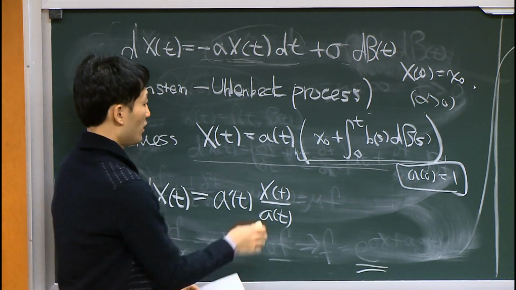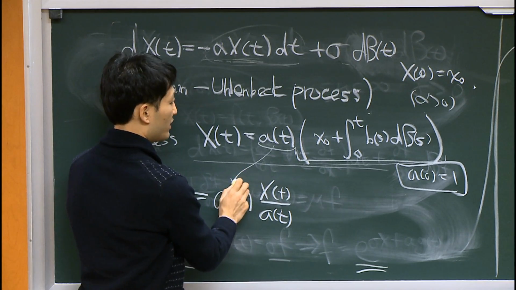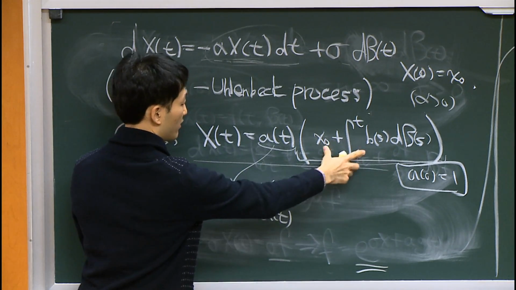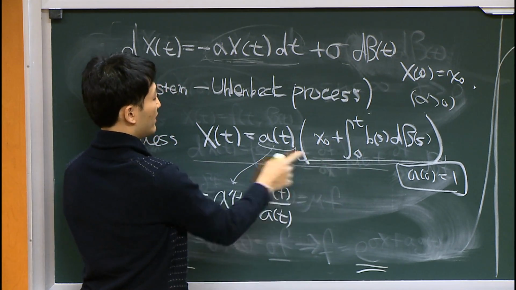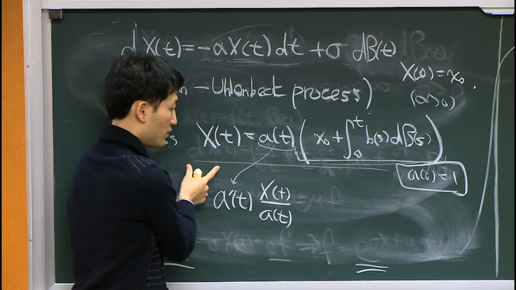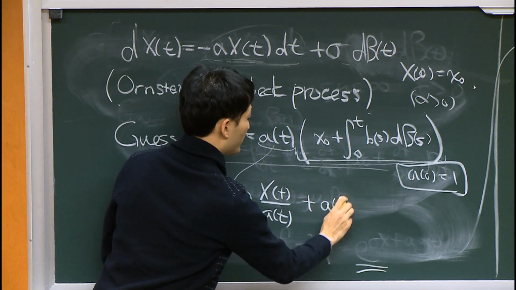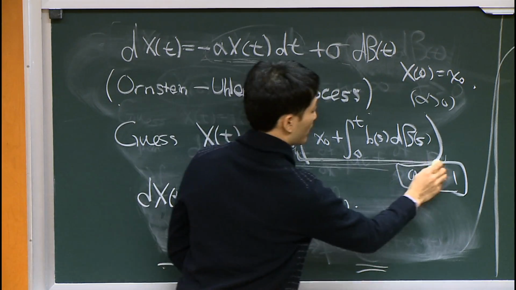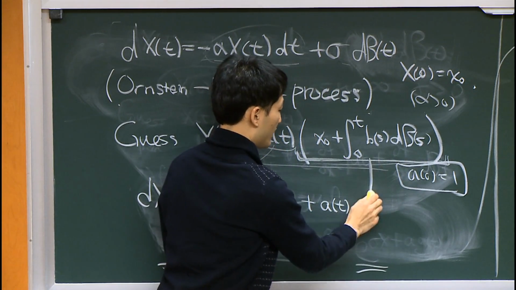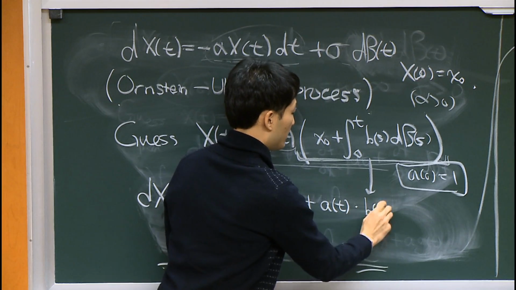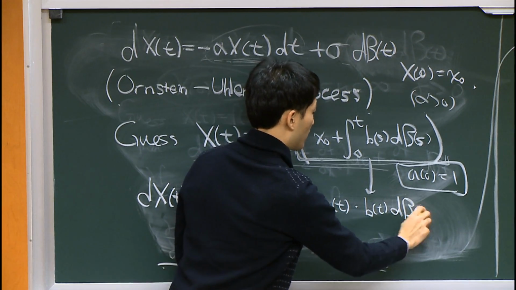This is chain rule. So I differentiate that to get a prime t. That stays just as it was, but that can be rewritten as xt divided by at. And then plus at times the differential of that one. And that is just bt dbt.